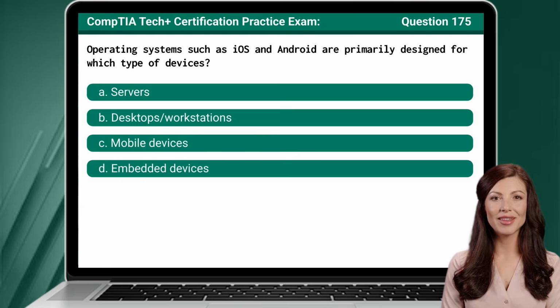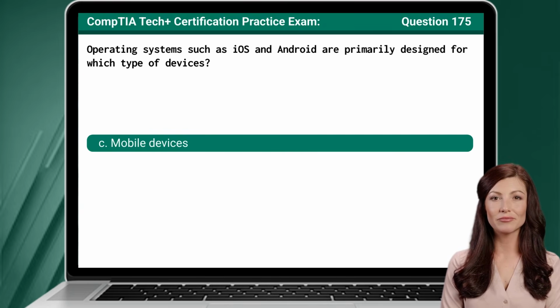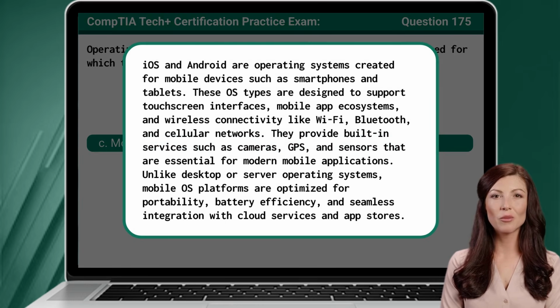The answer is C. Mobile devices. iOS and Android are operating systems created for mobile devices such as smartphones and tablets. These OS types are designed to support touchscreen interfaces, mobile app ecosystems, and wireless connectivity like Wi-Fi, Bluetooth, and cellular networks. They provide built-in services such as cameras, GPS, and sensors that are essential for modern mobile applications. Unlike desktop or server operating systems, mobile OS platforms are optimized for portability, battery efficiency, and seamless integration with cloud services and app stores.